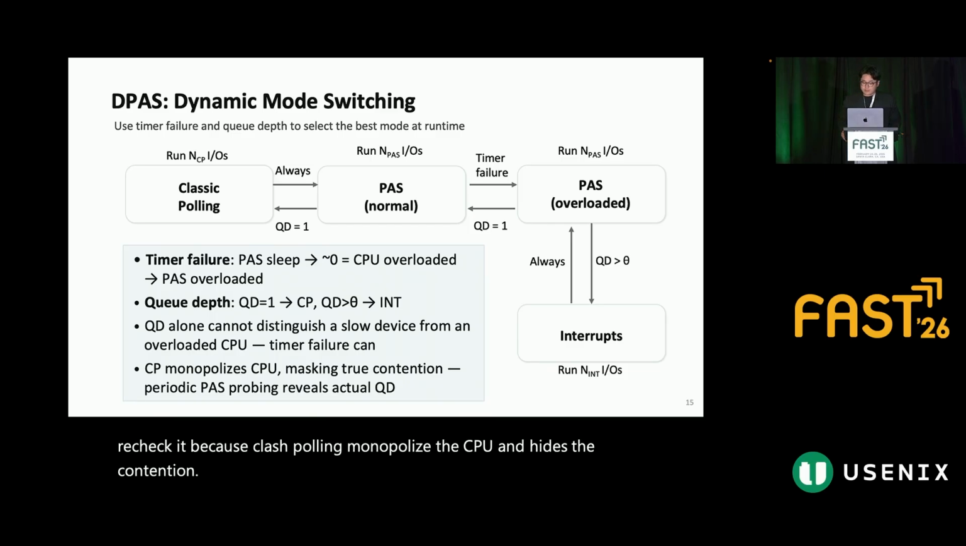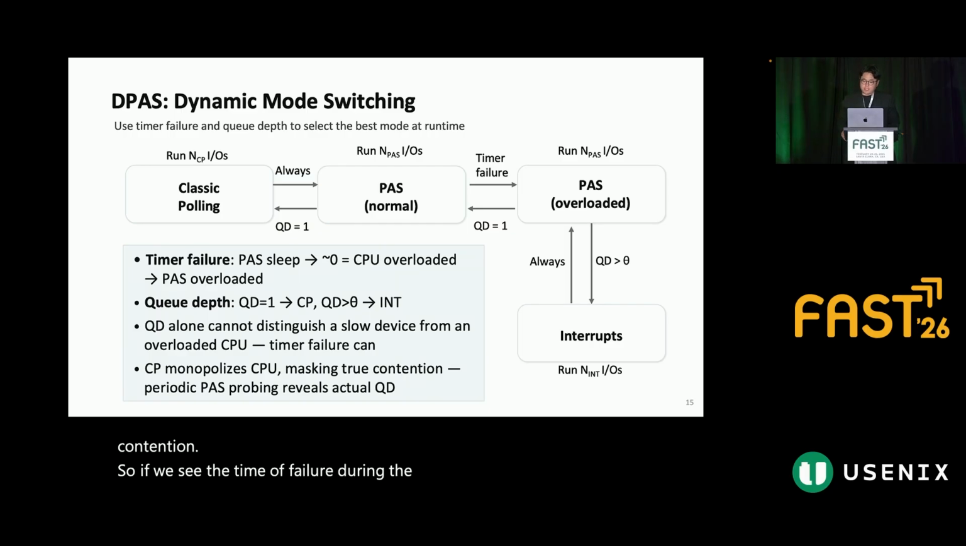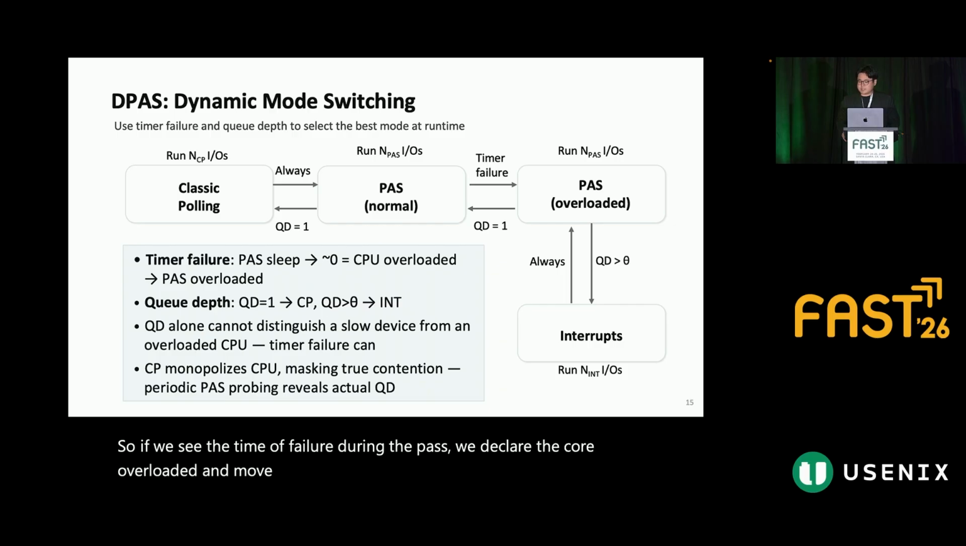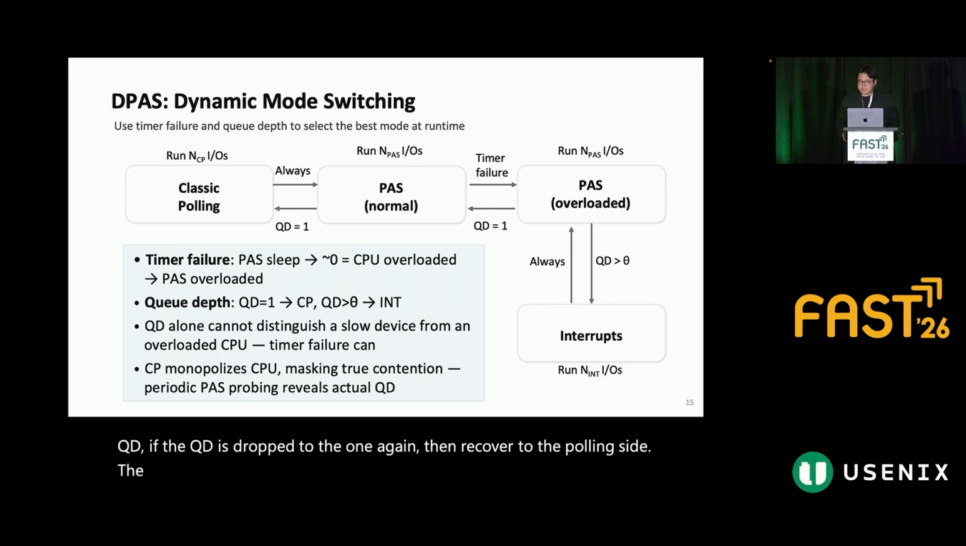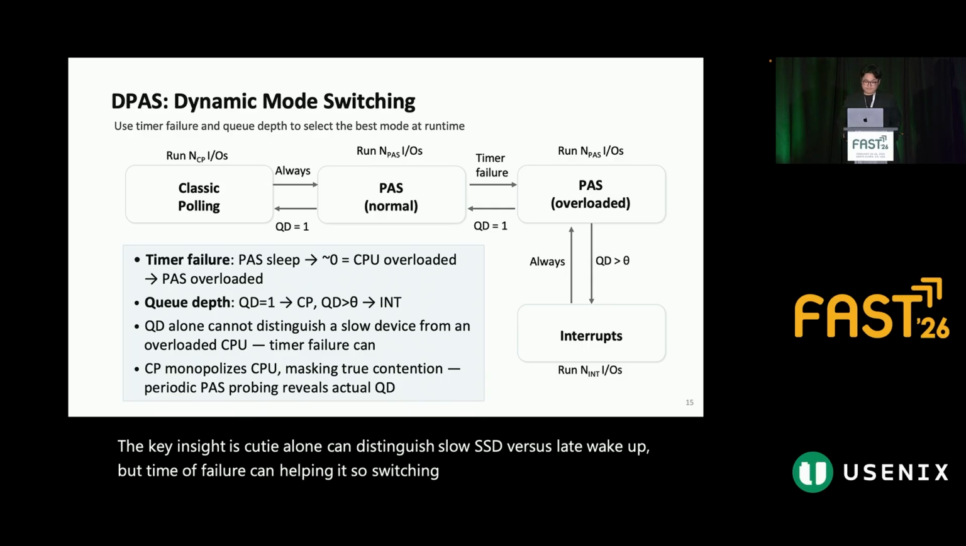So if we see a timer failure during PAS, we declare the core overloaded and move to PAS overloaded. From there, QD decides the next move. Higher QD, switch to interrupt. If the QD drops to 1 again, then recover to the polling side. The key insight is that QD alone can't distinguish a slow SSD from a late wake-up, but timer failure can help, so switching is robust and doesn't thrash.